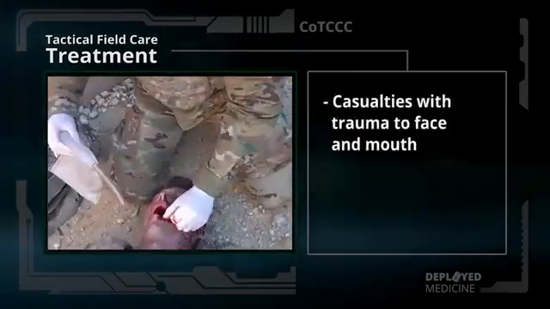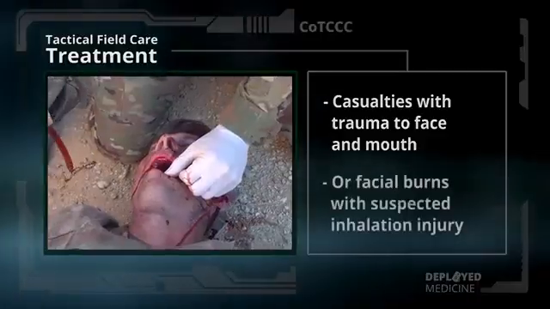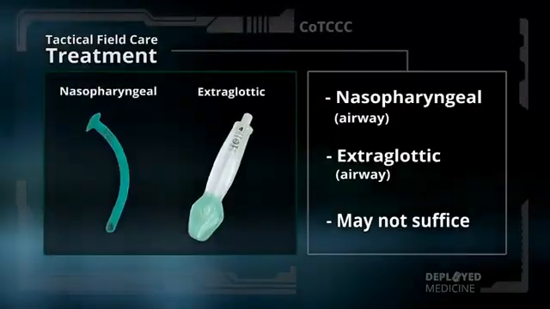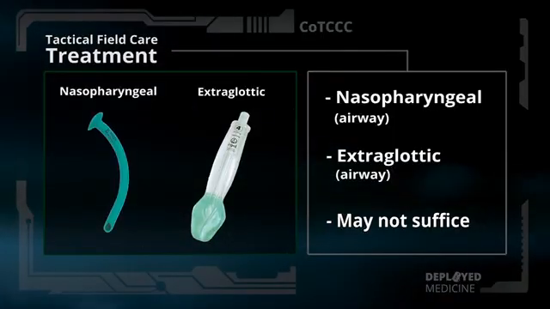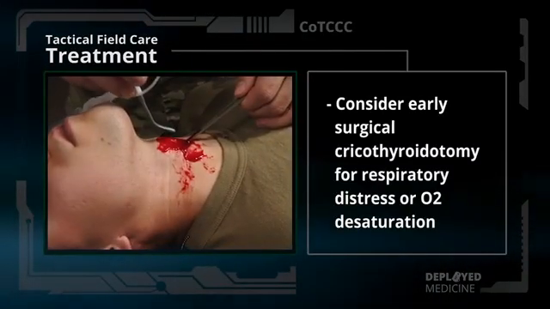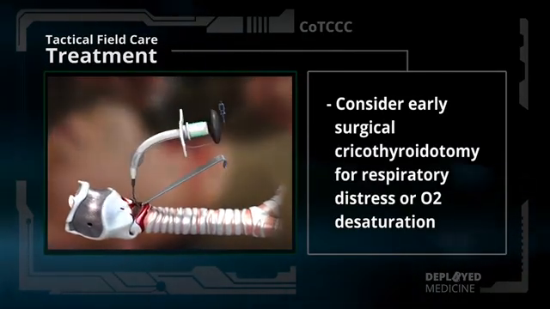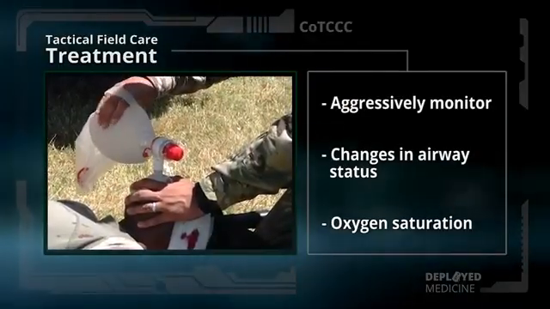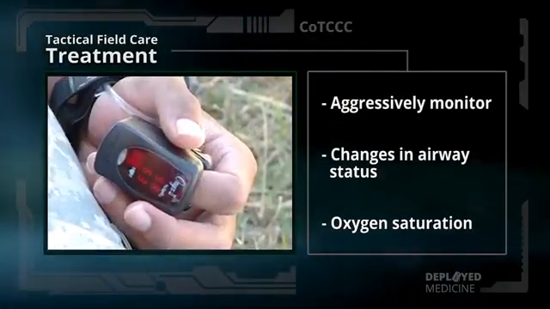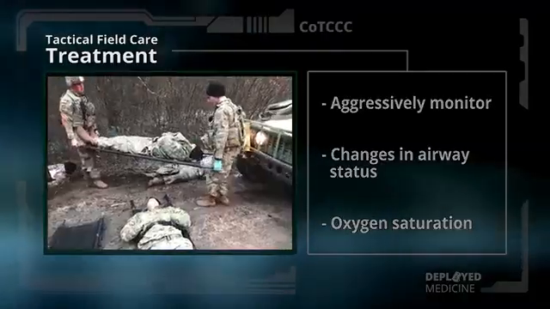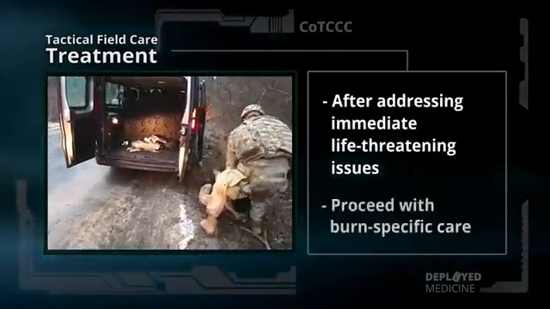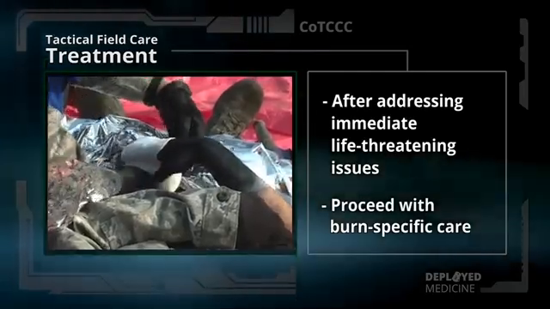For casualties with trauma to the face and mouth, or facial burns with suspected inhalation injury, nasopharyngeal airways and extraglottic airways may not suffice. Consider early surgical cricothyroidotomy for respiratory distress or O2 desaturation. Aggressively monitor for any changes in airway status or oxygen saturation. After you have addressed any immediate life-threatening issues, you can proceed with burn-specific care.